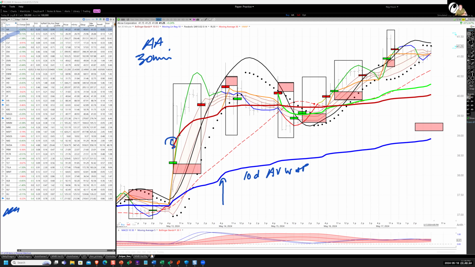The red is the 5-day. The green is the 3-day. This dashed red line here is the Bollinger Band mean. That's the middle of the river. This orange line is the dragon. That's a 10-period simple moving average plus or minus 0.15.